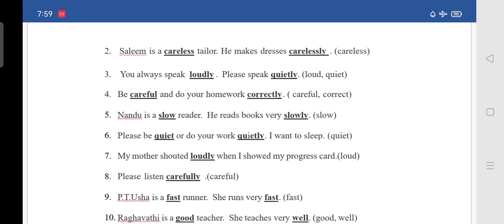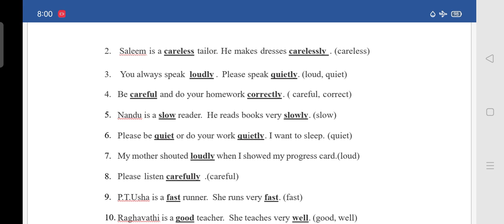Third, you always speak dash. Please speak dash. In the bracket, they have given loud, quiet. So what will you be writing here? You always speak loudly. Please speak quietly. See the fourth. Be dash and do your homework dash. In the bracket they have given careful, correct. So what will you be writing? Be careful and do your homework correctly.